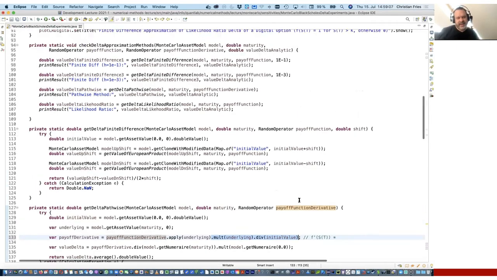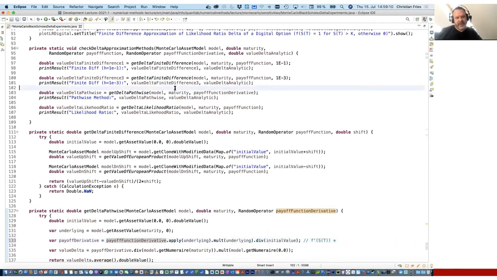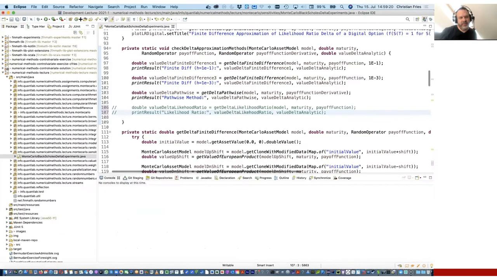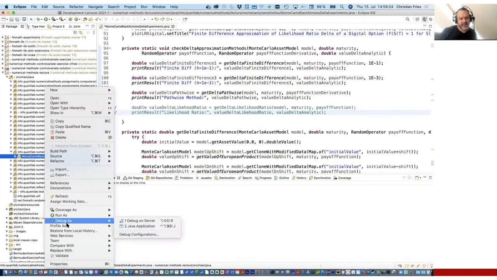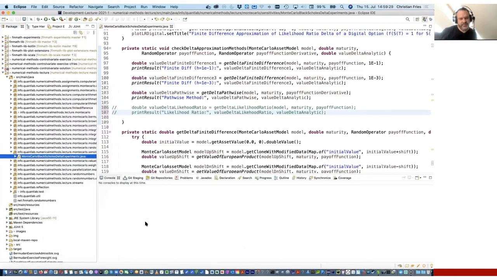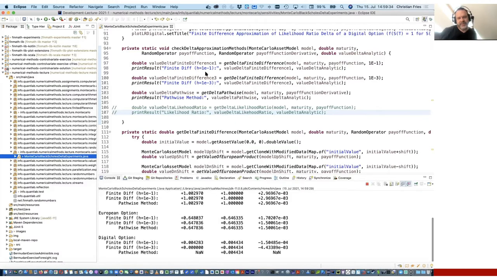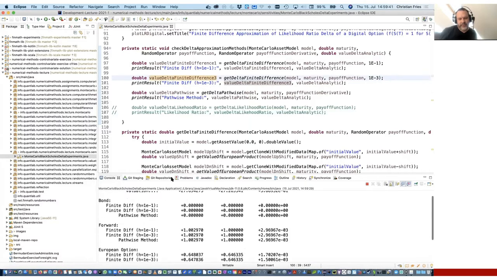Okay, so maybe I try these. So I have the pathwise method. The other method I comment out for a moment, because we will do the other method in a few minutes. And let me just print a few results. So it will do finite differences with 10 to the minus 1 and finite differences with 10 to the minus 3, and it will do the pathwise method.